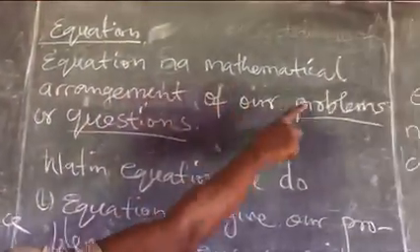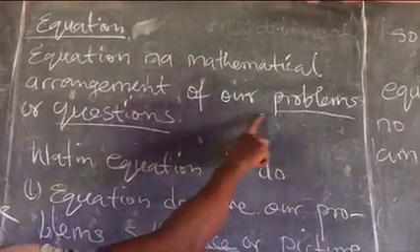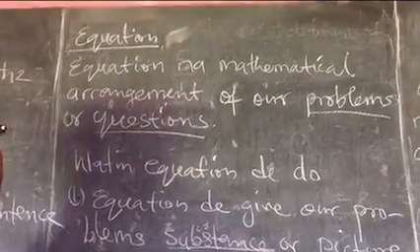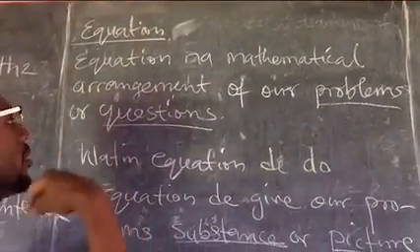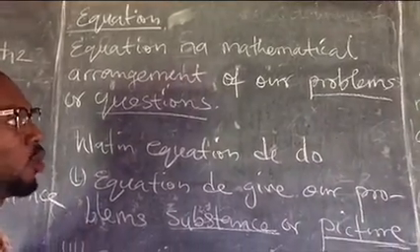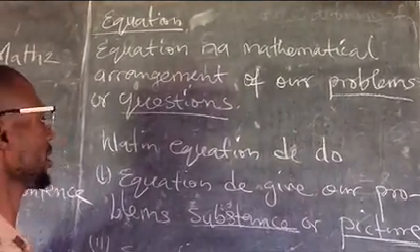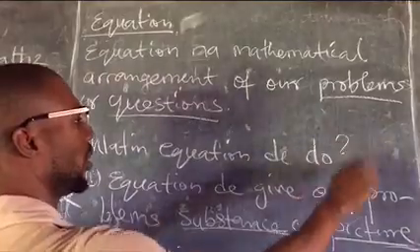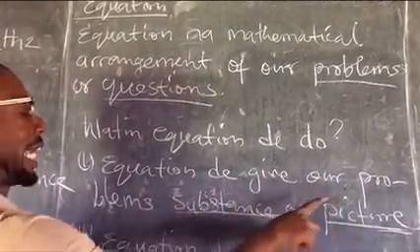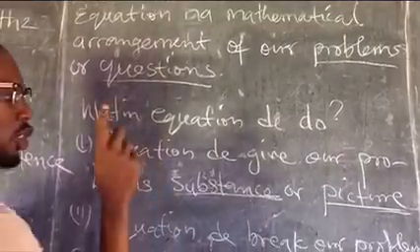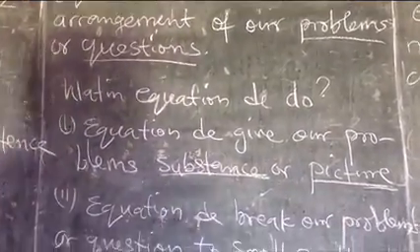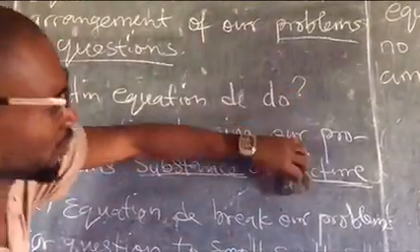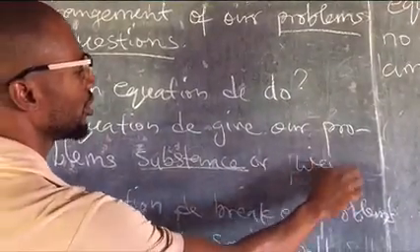Equation na mathematical arrangement of our problems or question. So if we don't give our problem maths expression, we don't form equation. Be that. I will explain. But what in equation they do now? This one a question. What in equation they do? Equation they give our problems or question substance or picture. They give a substance or picture, or they give a weight. Abi?